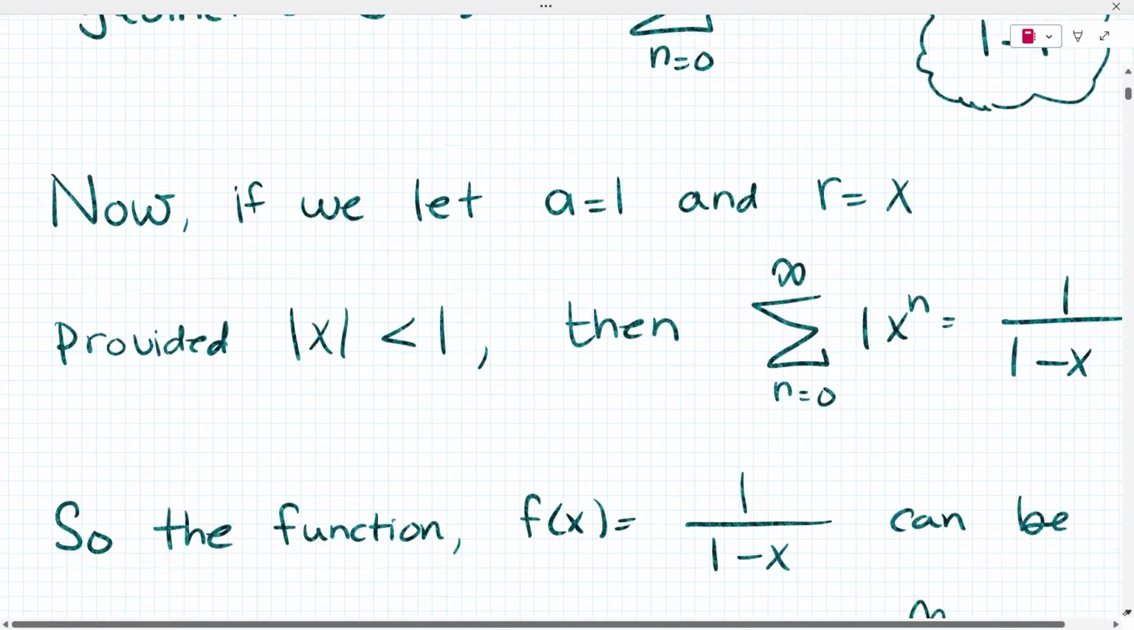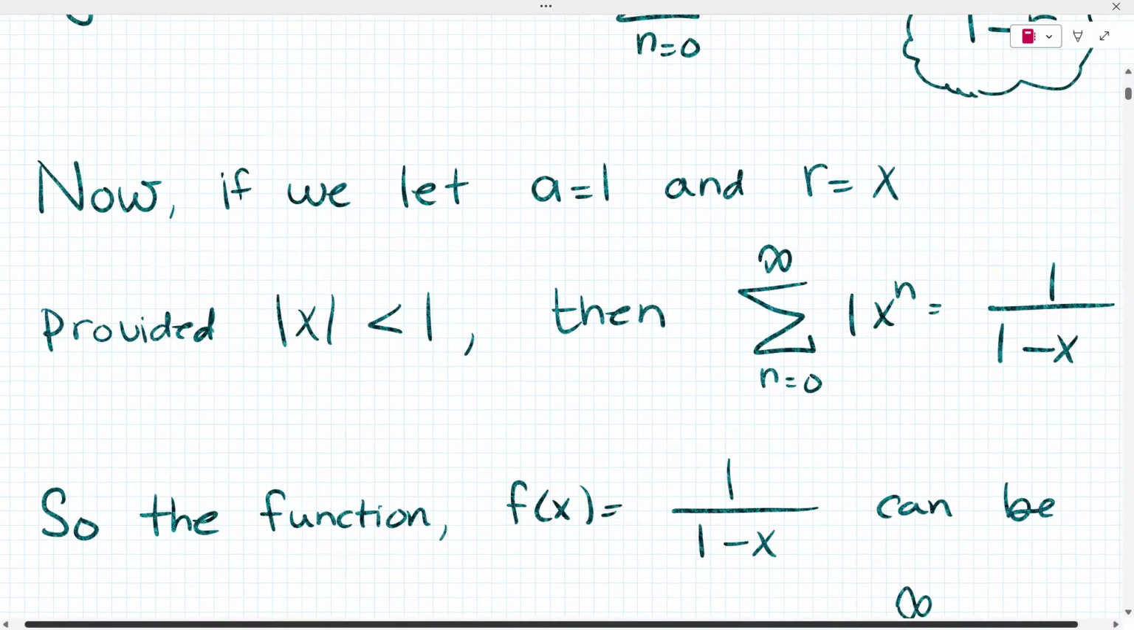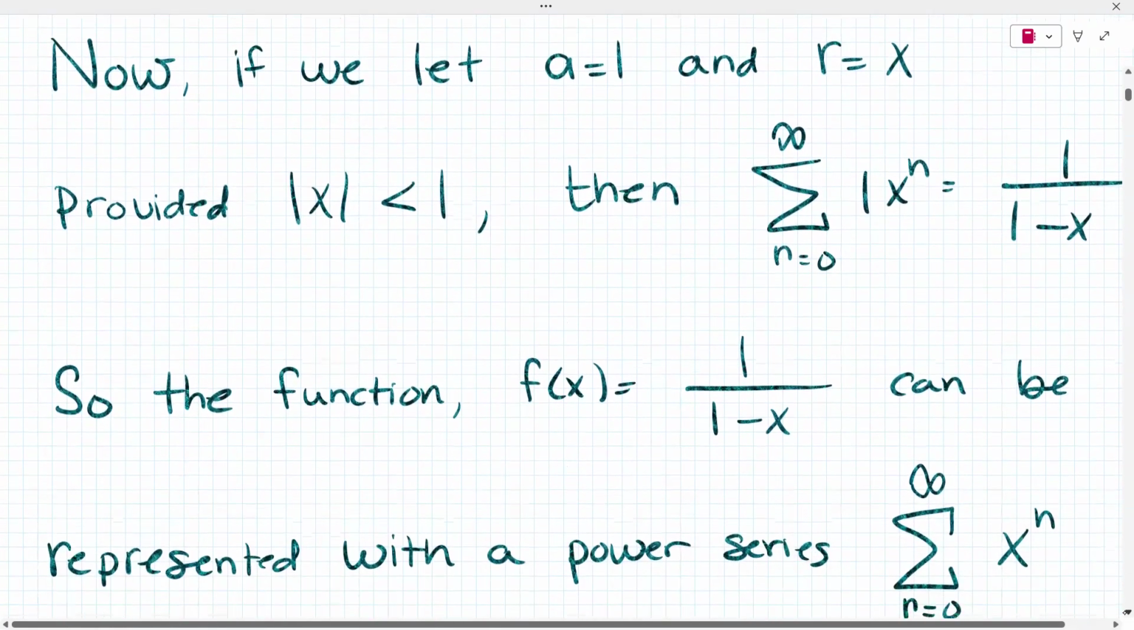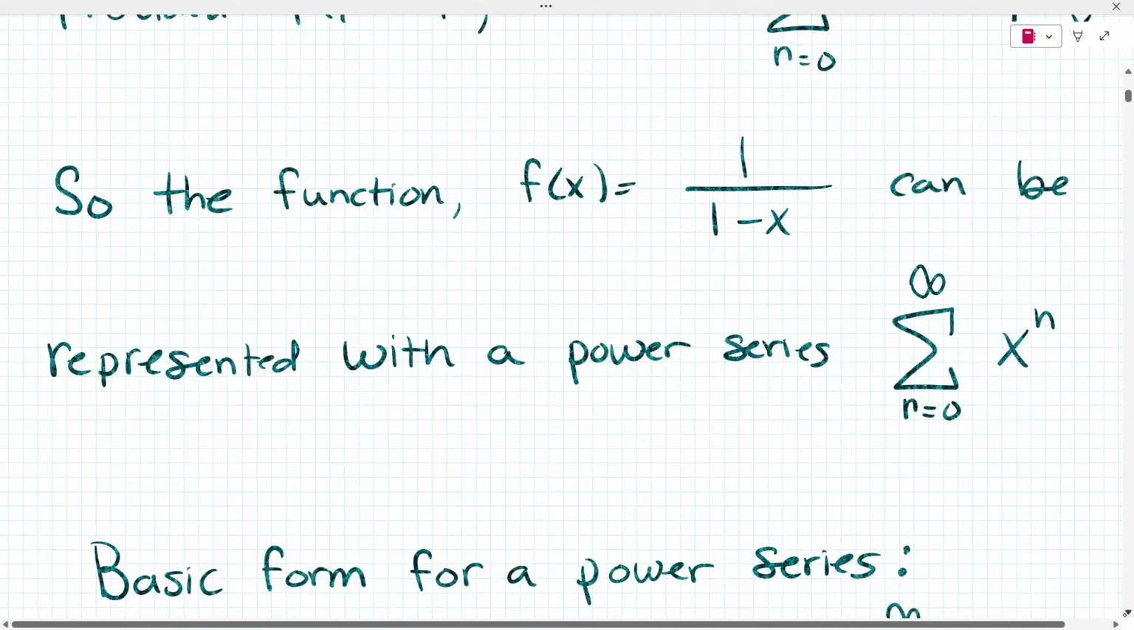Now, if we let a equals 1 and r equals x, provided the absolute value of x is less than 1, then the summation from n equals 0 to infinity of 1 times x raised to the n is 1 over 1 minus x. So the function f of x equals 1 over 1 minus x can be represented with the power series of n equals 0 to infinity of x raised to the n.